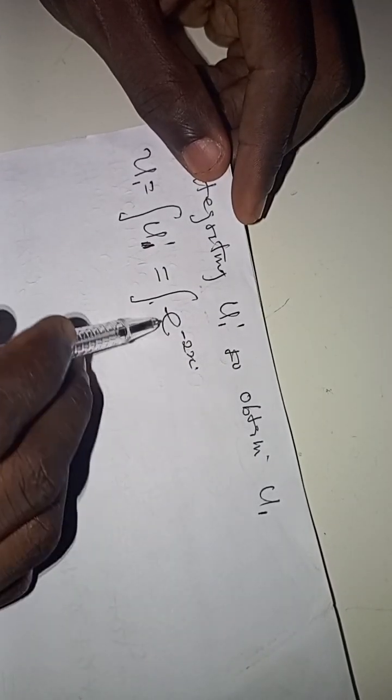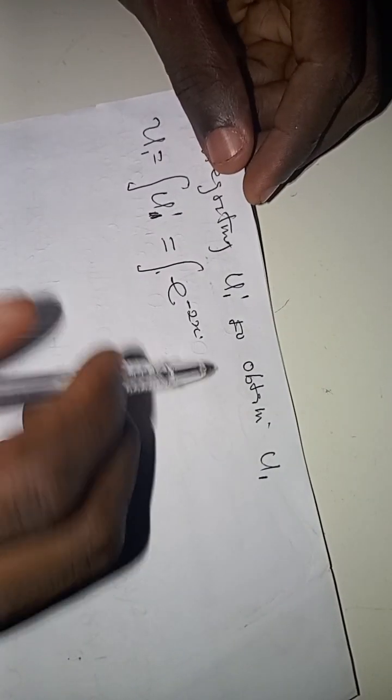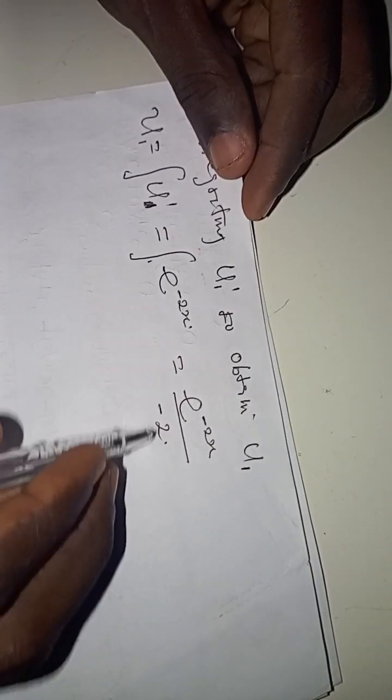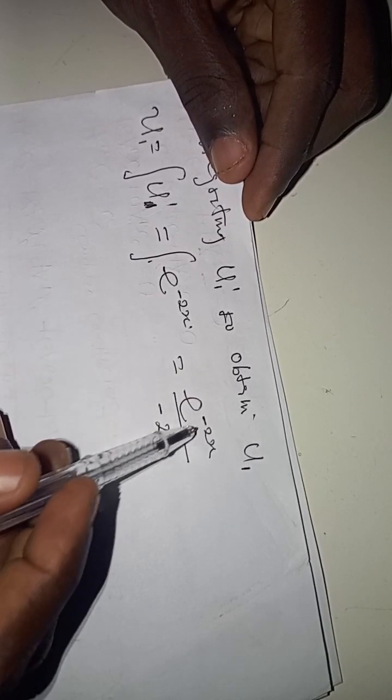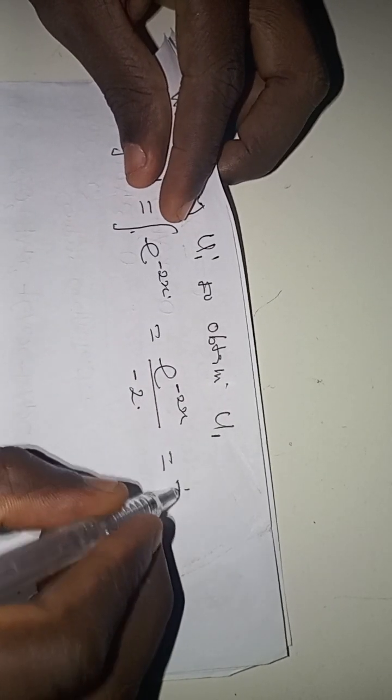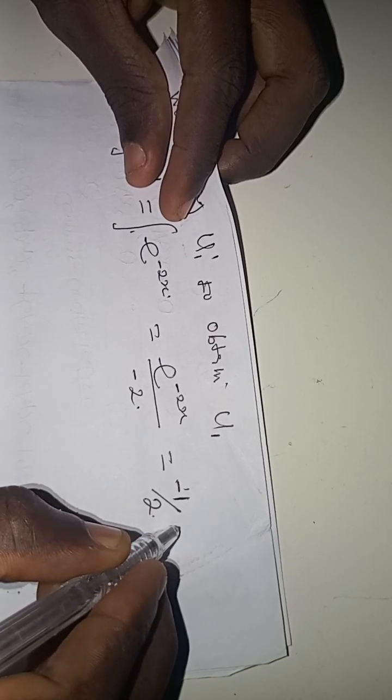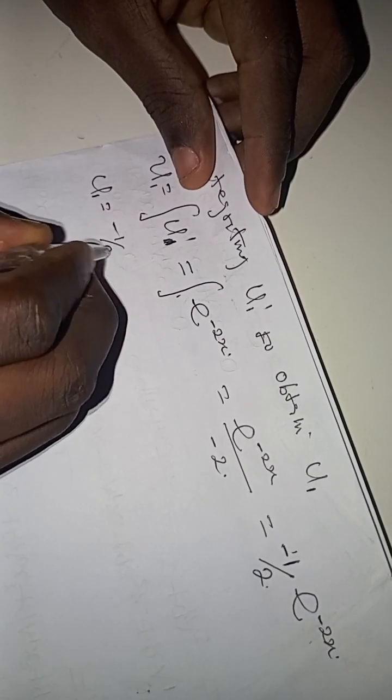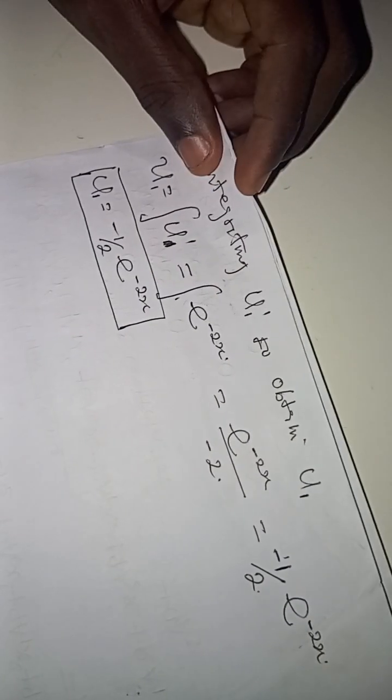Alright, so how do I integrate exponential minus 2x? The trick here is very simple. I'm going to divide the integrand by minus 2. So the integral of this will be exponential minus 2x over minus 2. What I just did was pull out the minus 2 and bring it down. This is also the same as minus 1/2 times exponential minus 2x. So my u1 after integrating gave me minus 1/2 exponential minus 2x. We are going to keep this.